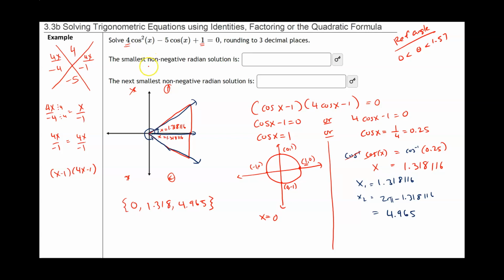Now the question says the smallest non-negative radian solution. So our smallest solution is 0, and the next smallest non-negative solution is 1.318. They don't want the largest one. They just want the 2 smallest solutions. So for this problem, if I break it down from start to finish, we factor the quadratic. After we factor, we use the zero product property to set cosine of x minus 1 equal to 0, and cosine of x minus 0.25 equal to 0. We get cos x equals 1 and cos x equals 0.25. From there, we solve these as we did in 3.3 part A.